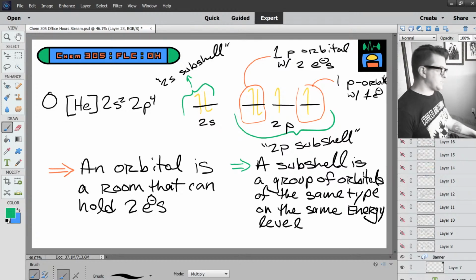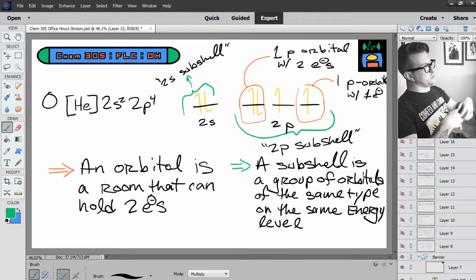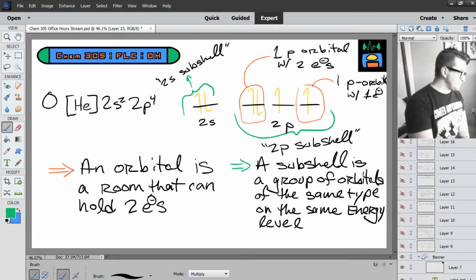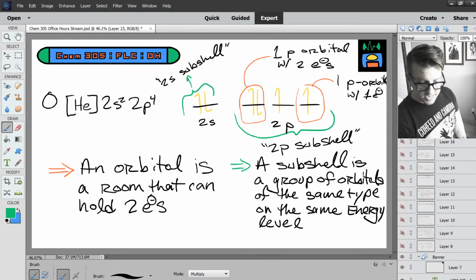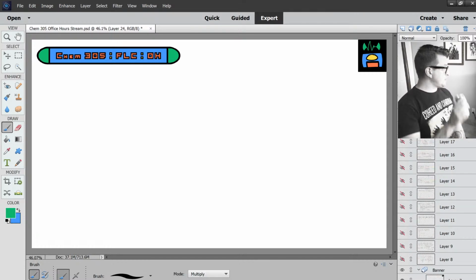Yes, Carolyn, that's exactly it. A subshell is like a container for orbitals. Electrons are in the orbitals, 2 per, and then the orbitals are in the subshells. And then the shells hold all the subshells. It's like Russian dolls here. Okay, so that's the answer to the difference between orbitals and subshells.